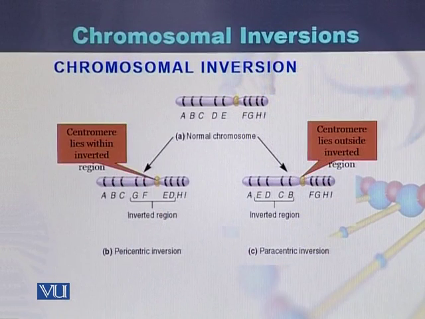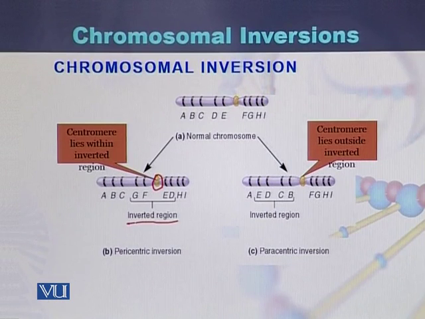In this diagram, we can see the difference between pericentric inversion and paracentric inversion. In case of pericentric inversion, the inverted region contains the centromere. This is the centromere of the chromosome. If the centromere is included within the inverted region, then this type is called pericentric inversion.